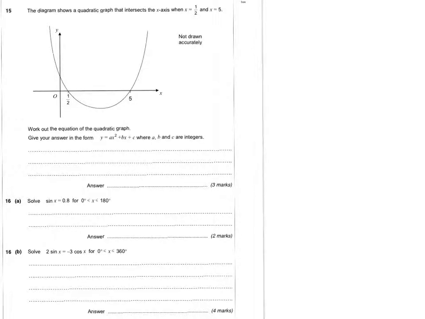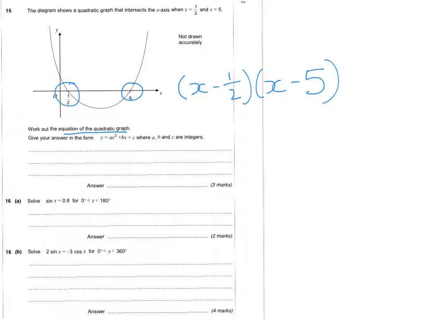Further Maths Practice Paper 1, questions 15 onwards. Okay, so work out the equation of the quadratic graph. We've got the two intercepts. So my first thought is x minus a half, x minus 5. This factor will give me an intercept of a half, but it won't give me a, b and c as integers.